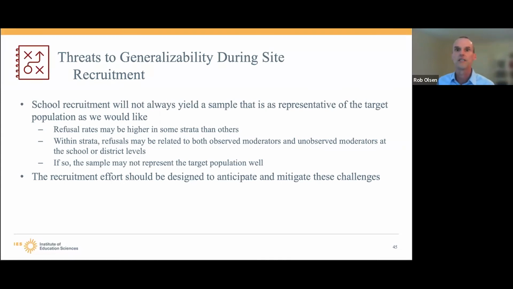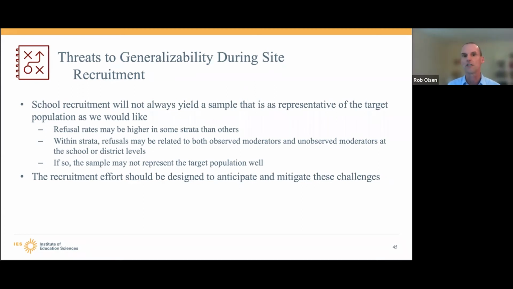So implementing the sampling plan involves recruiting schools in accordance with that plan. But before recruiting schools, it's helpful for the study team to consider the challenges they may face in successfully recruiting schools that represent the target population. These challenges include higher refusal rates in some strata than in others, a very common phenomenon.